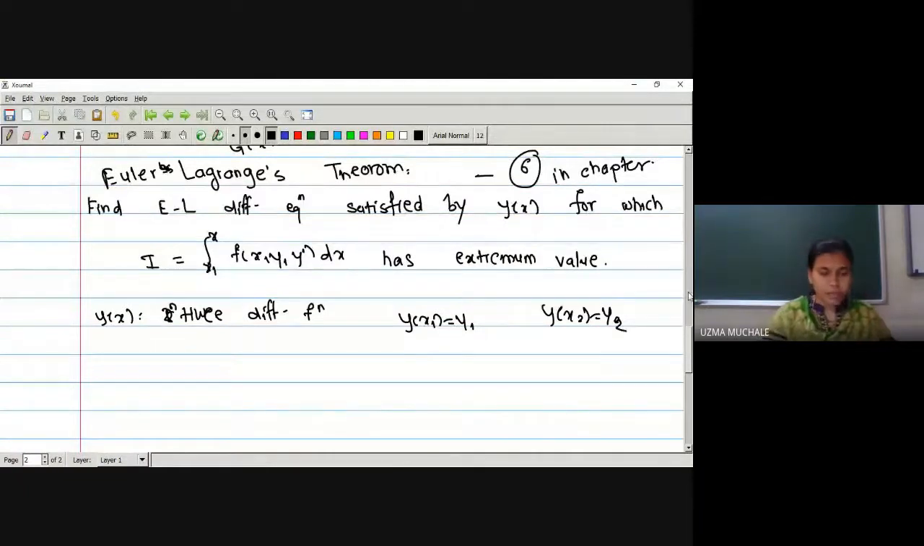Because this is a very important point in our second chapter, Euler-Lagrange's theorem. As I told you, we are going to see this theorem 6 times in this whole chapter, but with some different conditions.